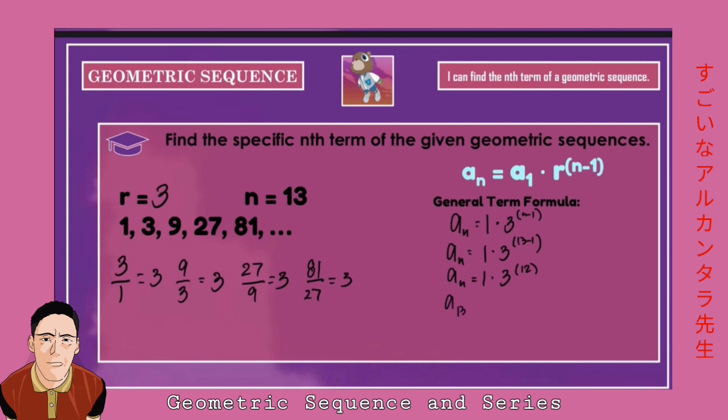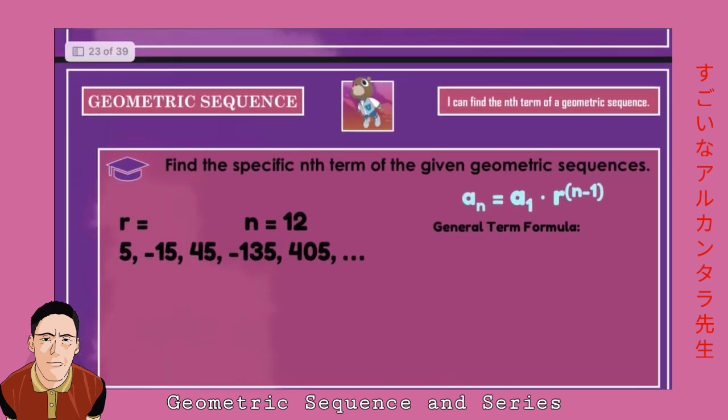So a sub 13 is actually 531,441. Now the reason why we skipped this part, like we didn't multiply it anymore, is because it's 1. 1 times 531,441 is the same thing. So this is your answer. Okay, next, let's have another one.